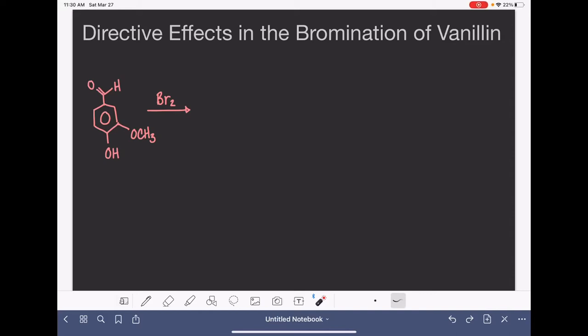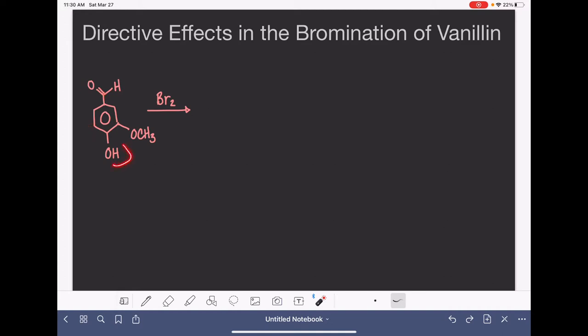In this experiment, I'm going to be doing an electrophilic aromatic substitution reaction on vanillin. This is the vanillin molecule, and I'm going to be brominating it. And the purpose of this experiment is for us to study the directing effects of the substituents that are present on the vanillin molecule. Vanillin has an aldehyde group, which is a metadirector, so it's going to want to direct the bromine into this position right here.